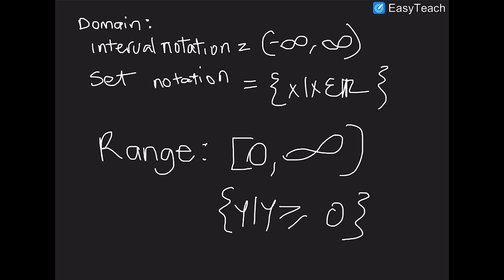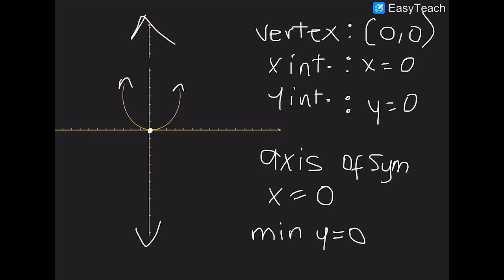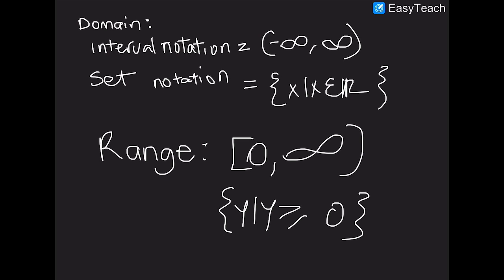Well, if you go back to our graph, you can only go upwards from here. You can't go down. So y is always going to be either 5, 6, 7, 8, 1, 2, 3. It's greater than or equal to 0. So our y is always going to be like that. So that is how we find our domain and range.